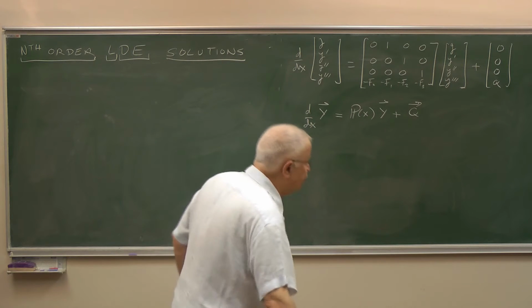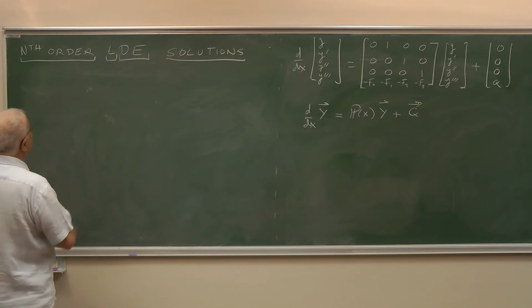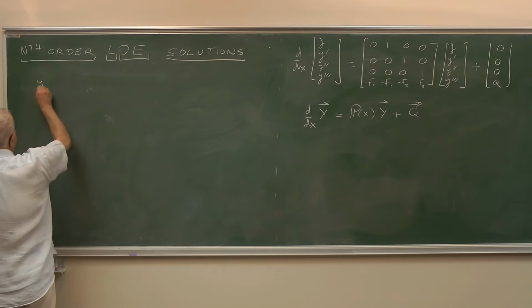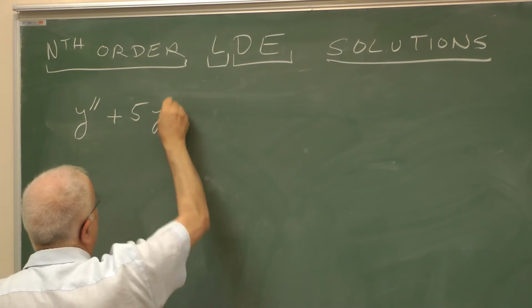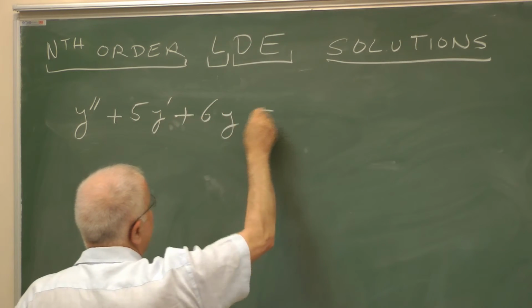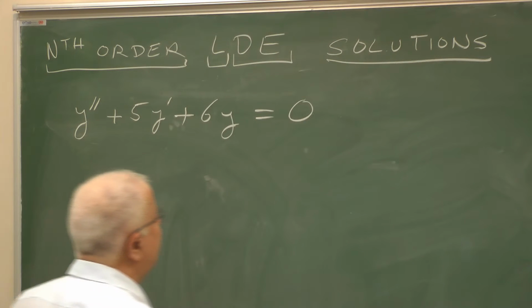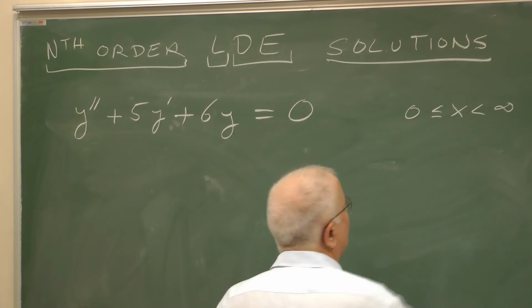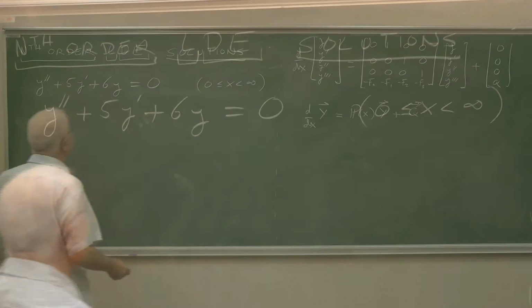Let me consider the simplest but non-trivial second-order linear differential equation with constant coefficients. Something like this: y double prime plus 5y prime plus 6y equals 0. Homogeneous. And let me say x is on the positive semi-infinite x-axis.